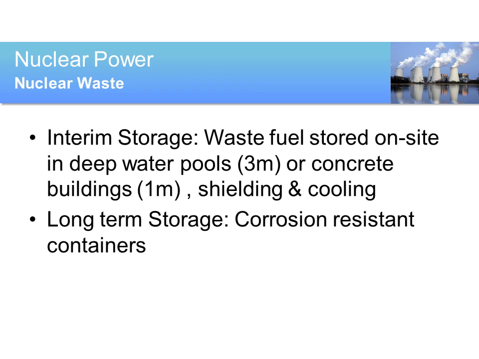We produce nuclear waste after the fission process. Waste fuel is stored on site in deep water pools that are 3 meters deep or in concrete structures that are 1 meter thick. This provides shielding and cooling for the waste fuel. For a long-term strategy, the waste fuel is then put into corrosion-resistant containers and then set out in concrete structures for a few thousand years.